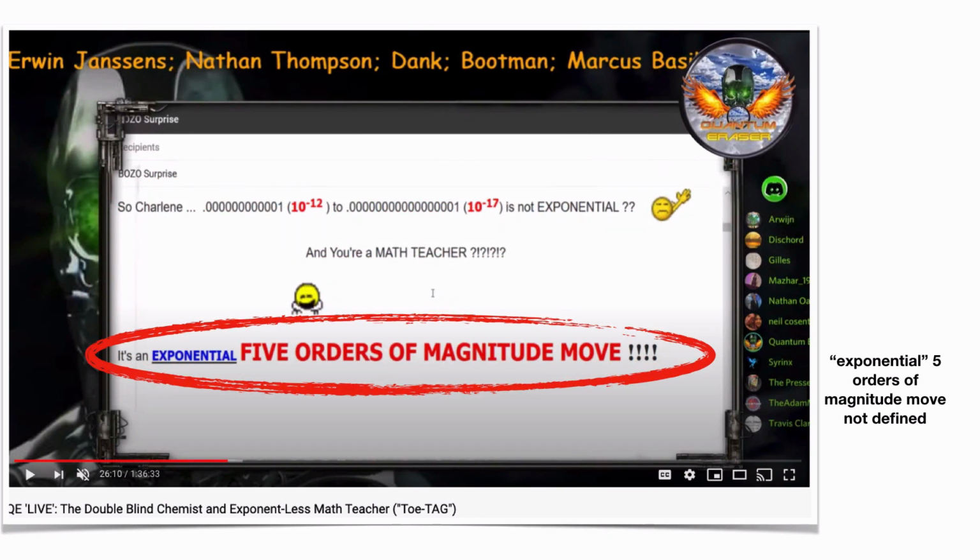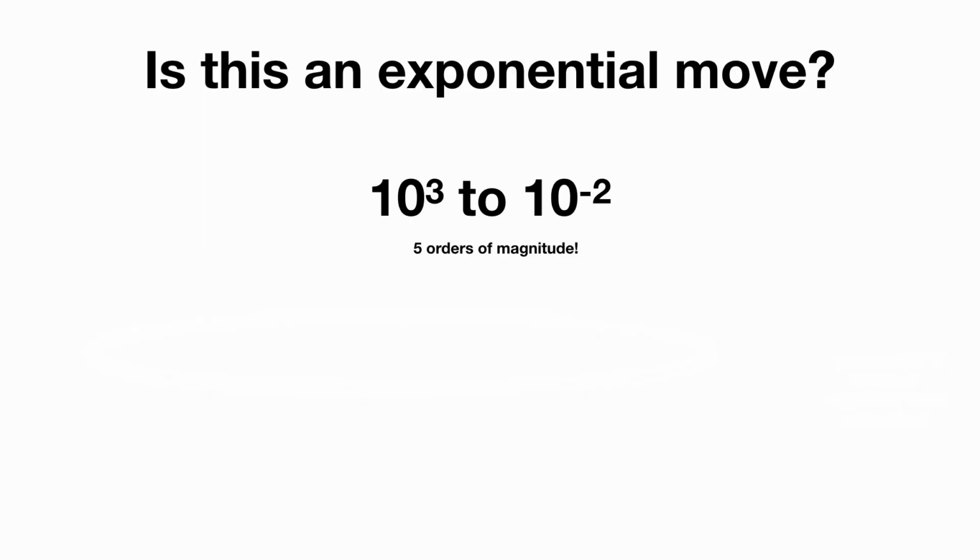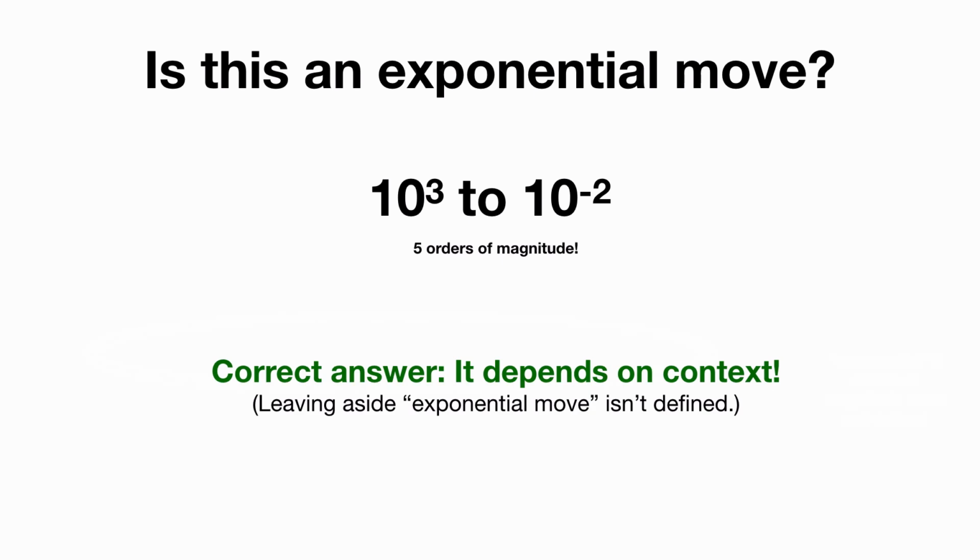And then he uses this phrase, an exponential 5 orders of magnitude move. And again, there's no such thing as an exponential orders of magnitude, or at least it's redundant and confusing. And then, of course, the word move, who knows what move means? Move is not defined in mathematics. All right, so let's do a practical example. From 10 to the third to 10 to the negative 2, is this an exponential move? It's 5 orders of magnitude. And you should say, well, I need more information, leaving aside the fact that exponential move isn't even defined.